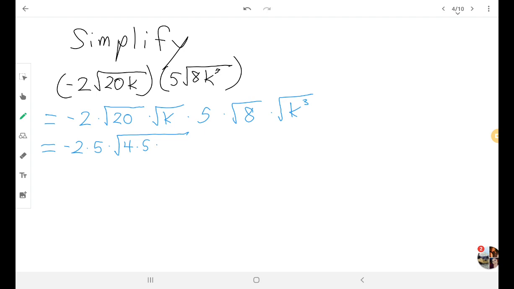And then times 8, but instead of calling it 8, I'm going to call it 4 times 2, because again, 8 doesn't have a nice square root, but 4 has a nice, clean square root. 8 does have a square root, it's just not nice and clean. So I'm going to have it like that so I can look at it again later. So I've taken care of the -2, the 5, the square root of 20, the square root of 8.